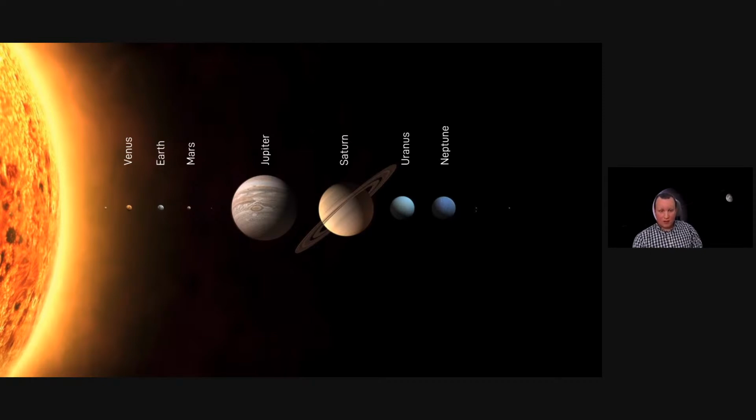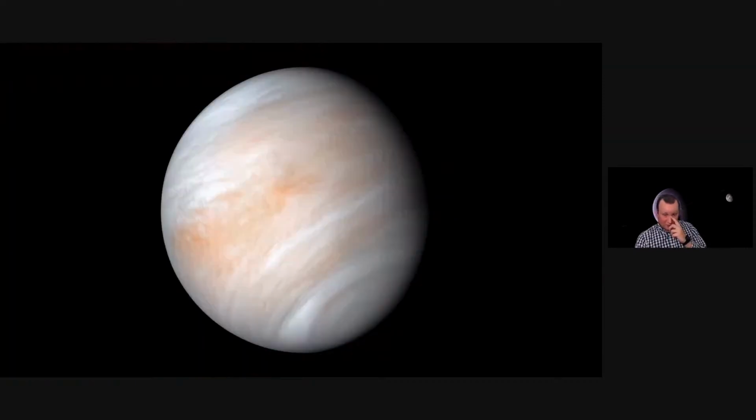So if we want to try and understand Earth, if we want to try and understand exoplanets, if we want to try and understand solar system planets, we also need to understand what their weather is like. So the first one, and probably the closest to our experience on Earth, is Venus.